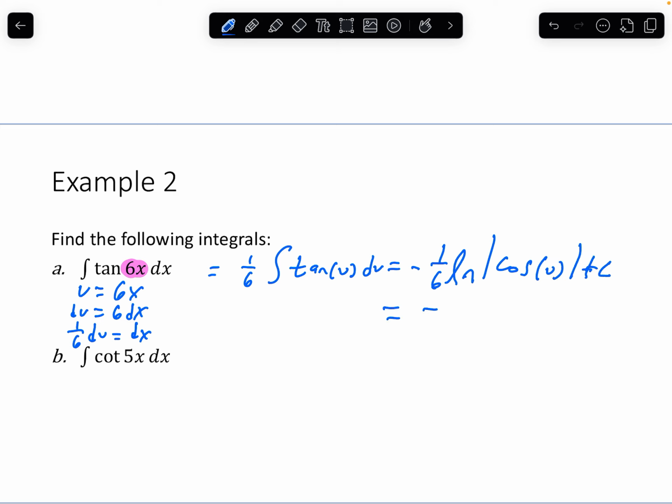And we know that u is that 6x, so negative 1/6 times the natural log of the absolute value of the cosine of 6x plus c.